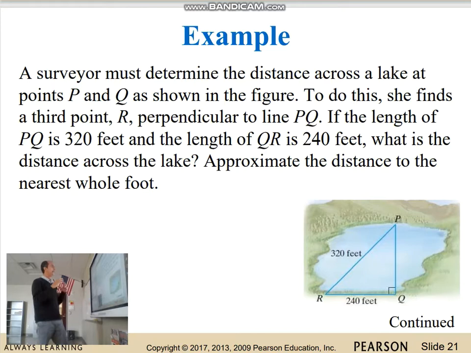Let's say the surveyor must determine the distance across a lake at points P and Q. And then this is the lake, you can see point P all the other way across the lake, and Q is here on this side. Well, if the length of PQ is 320 feet and the length of QR is 240 feet, what is the distance across the lake? Approximate the distance to the nearest foot.